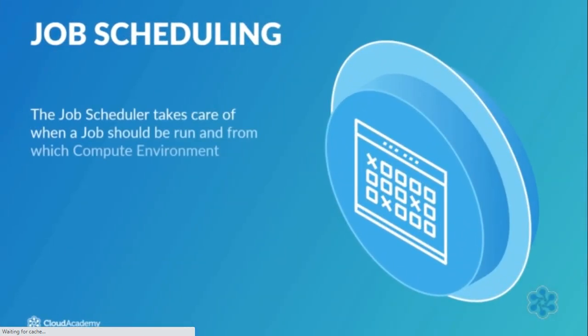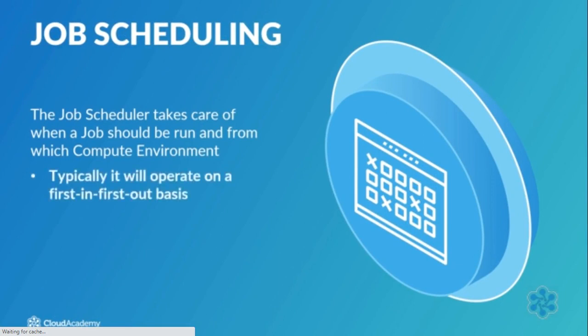Job scheduling. The job scheduler takes control of when a job should be run and from which compute environment. Typically, it will operate on a first-in, first-out basis, and it will look at the different job queues that you have configured, ensuring that higher priority queues are run first, assuming all dependencies of that job have been met.